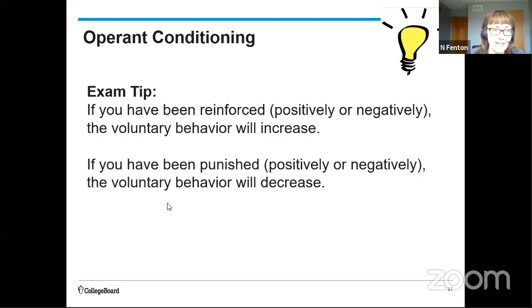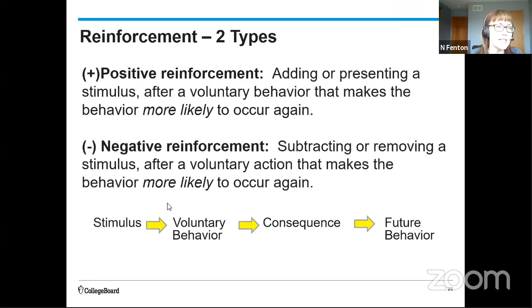So, a big thing you want to notice here, again, with operant conditioning, if you've been reinforced and it works, right, you learned that the voluntary behavior will increase. If it's a punishment, the behavior is going to decrease. And that's a huge piece for separating these four types of consequences. So let's start with reinforcement.